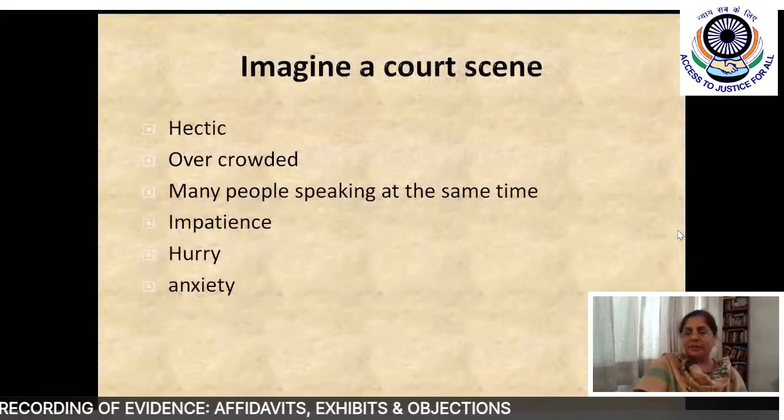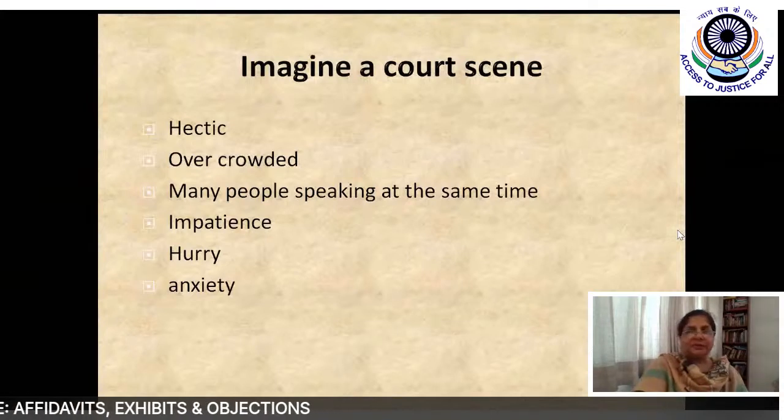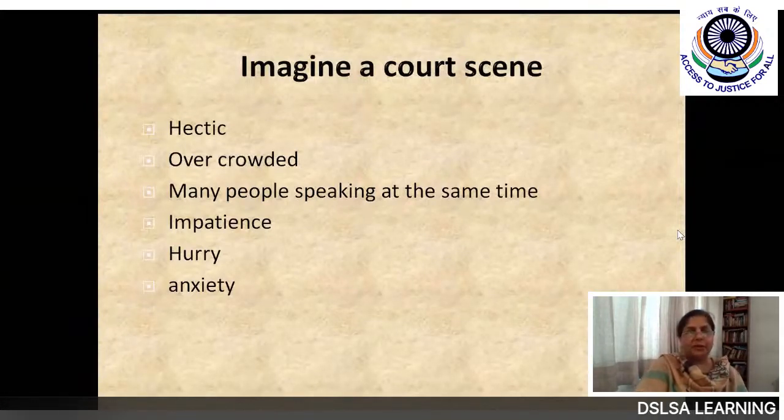Now this is where the courtcraft comes in. How should you take an objection? Imagine a court scene. What goes on in the court? It is hectic, overcrowded.